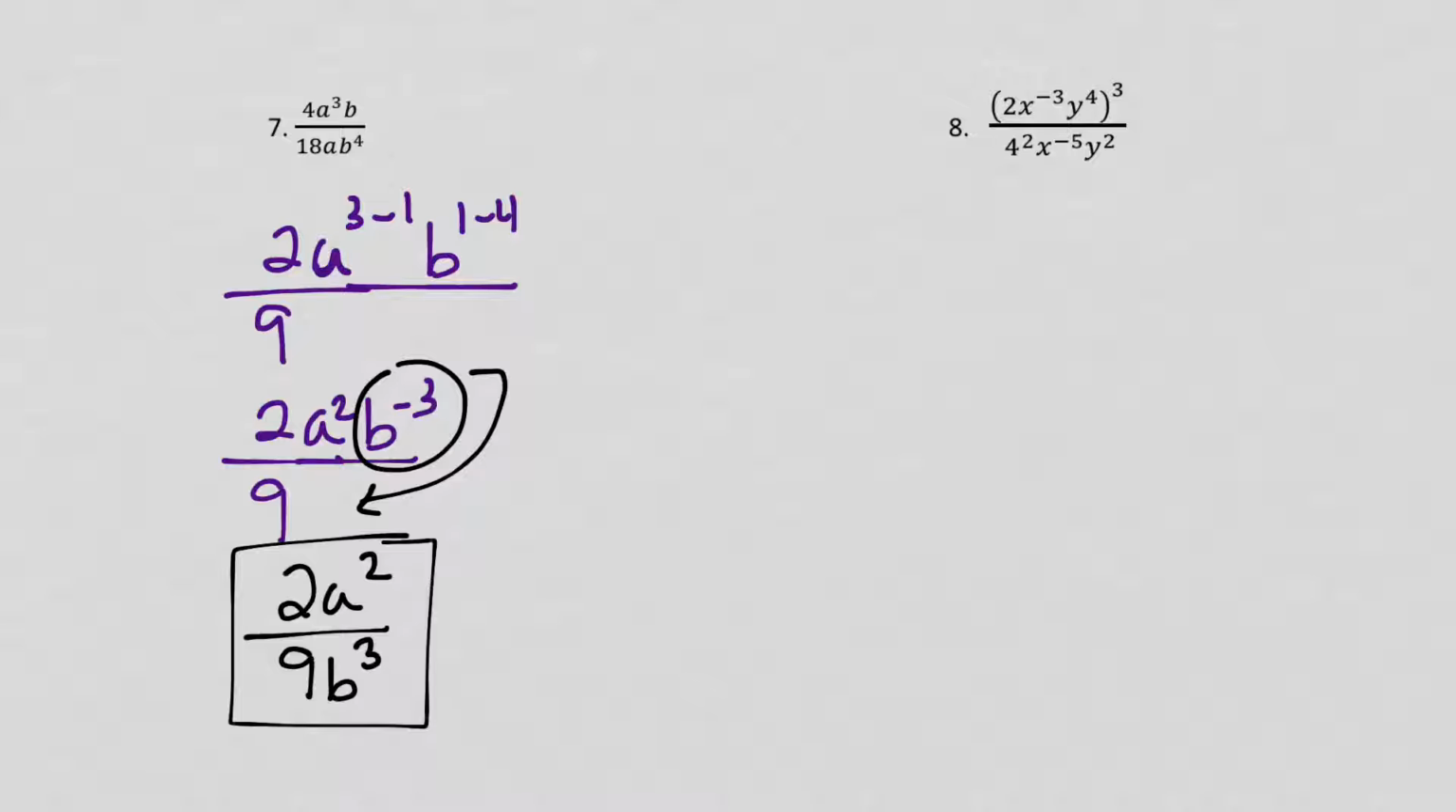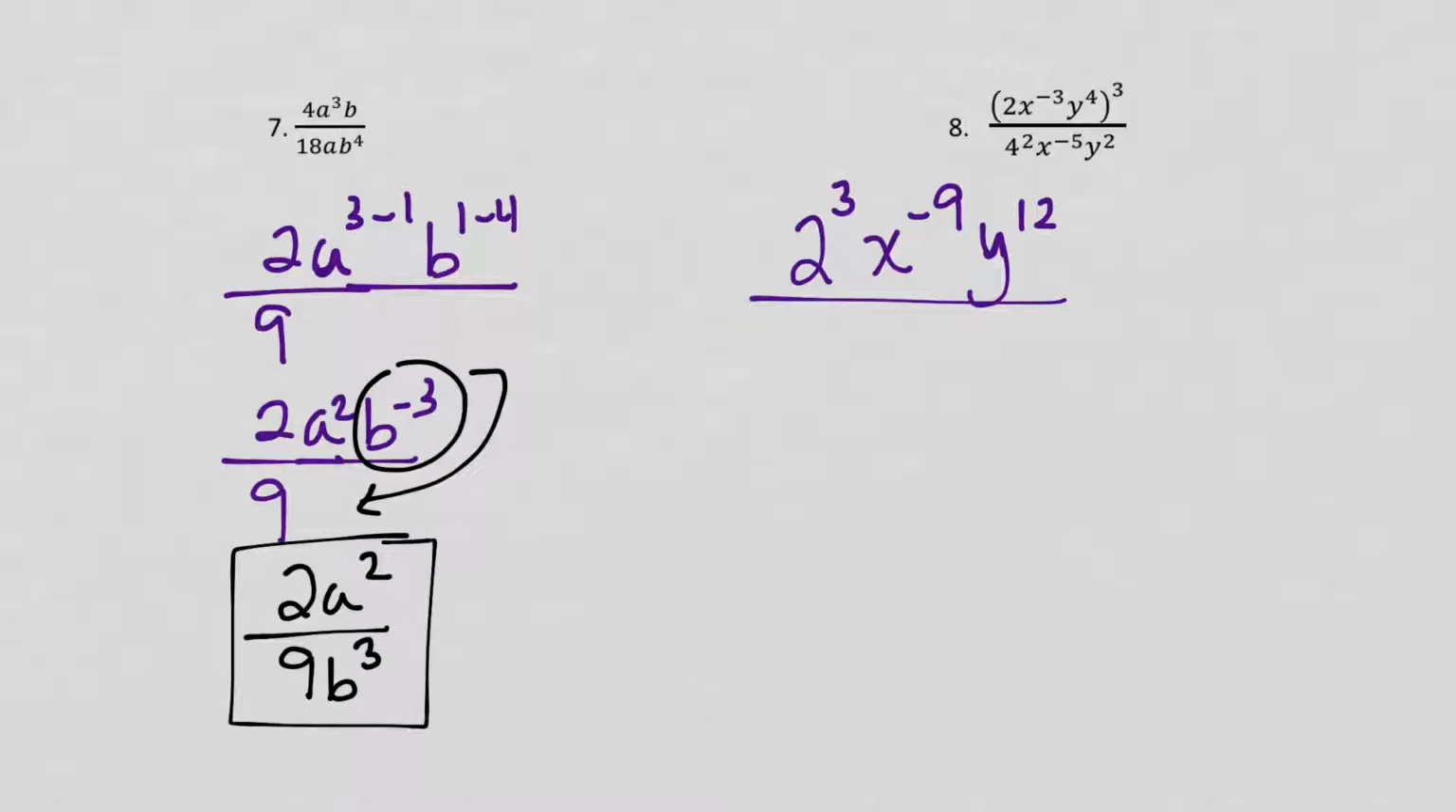Number 8. All right, so let's see what we can do here. First thing I would do is apply the power rule in the numerator. Let's bring that power of 3 into all of the terms in the numerator, and then we'll go from there. So I'm going to get 2 cubed x to the, again, when you have a power to a power we multiply, so negative 3 times 3 would be negative 9. y to the 4th to the 3rd would be y to the 12th.